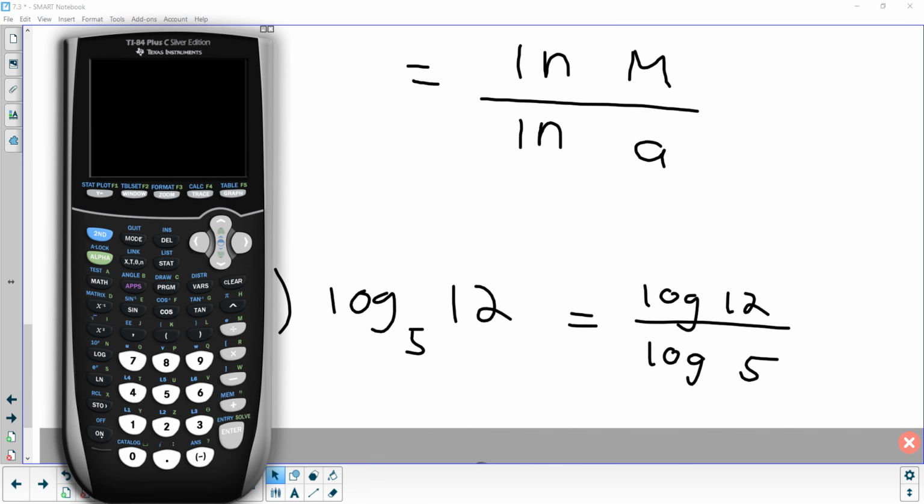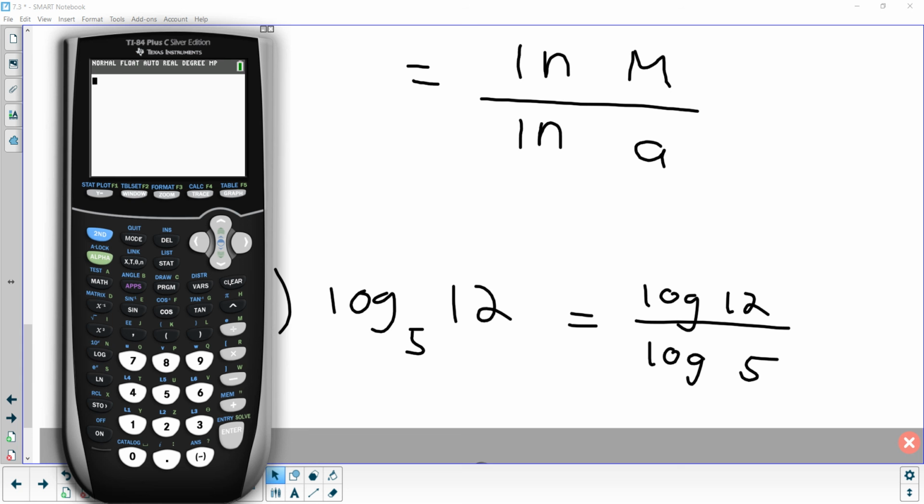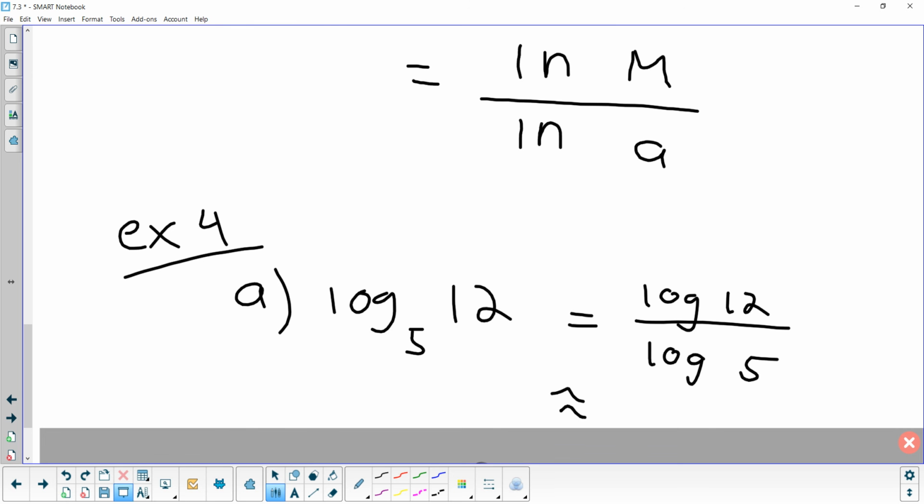And now we have to type that in. So notice when you press the log button, it not only does log, but it puts a parenthesis. You need to close that parenthesis when you're done with the first log. Put in a 12, and I'm done with the top, so close that parenthesis to let the calculator know. Divided by log 5, and then close the parenthesis to let it know you're done with the bottom. Okay, enter. And we get 1.54 if we round it properly. On the test, the directions will tell you how many decimal places to use.